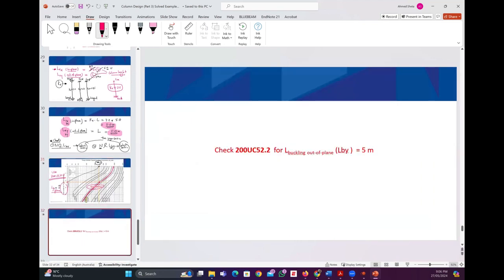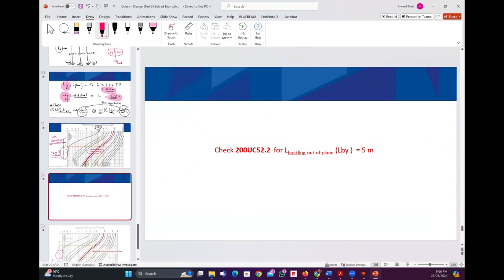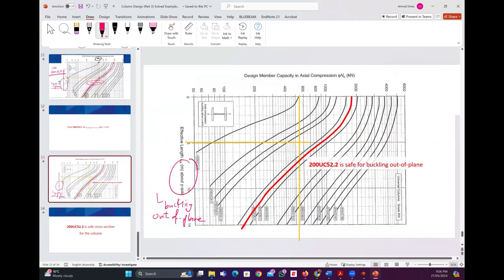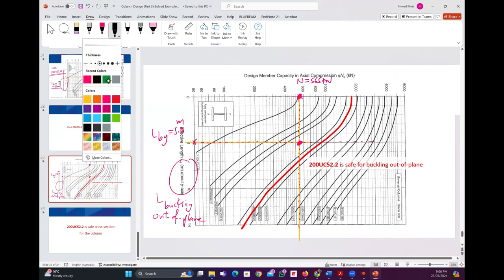The next step is using L buckling out of plane. How much was L buckling out of plane? 5 meters. So LBY was 5 meters here, and we go up with a straight line. How much was N? N was 565 kilonewton, so somewhere here, and we go with a straight line. Okay, so this is the point. Which section is the closest one to it? This one.